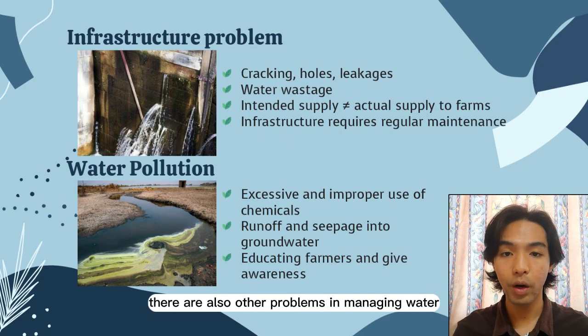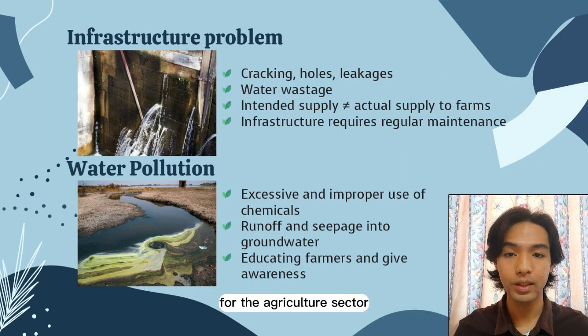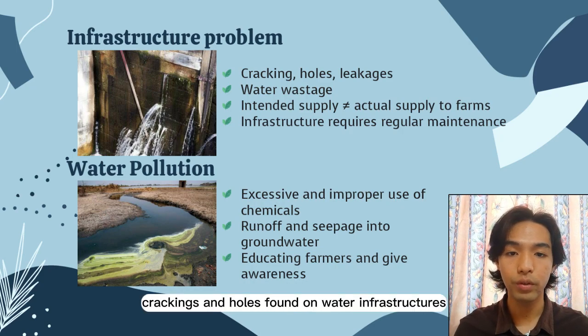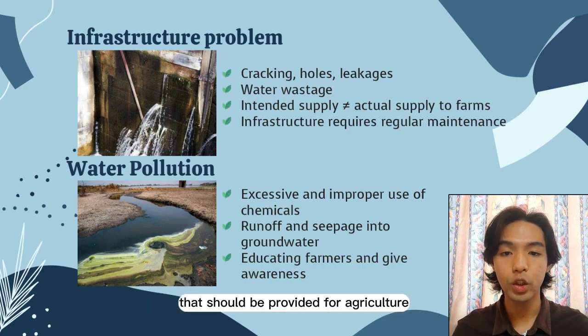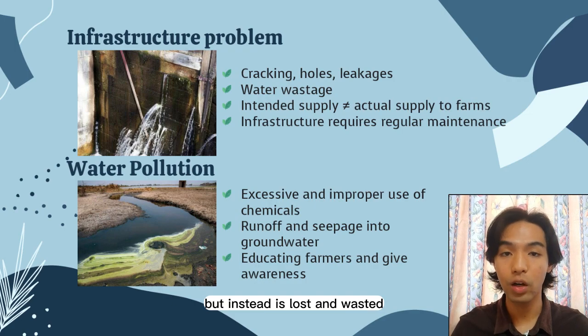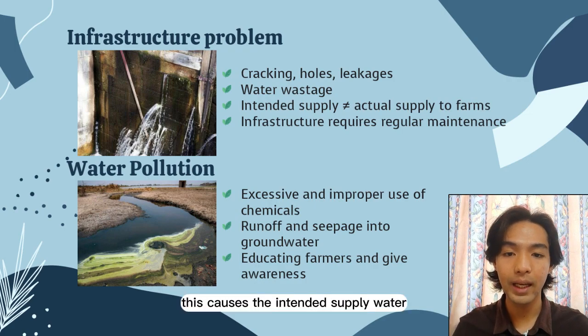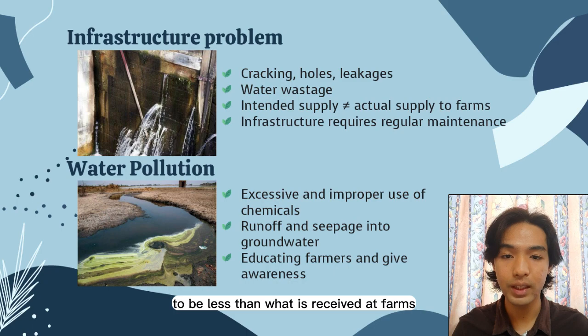There are also other problems in managing water for the agricultural sector. For instance, infrastructure problems, that is crackings and holes found on old water infrastructures that can cause wastage of water that should be provided for agriculture but instead is lost and wasted. This causes the intended supplied water to be less than what is received at farms.